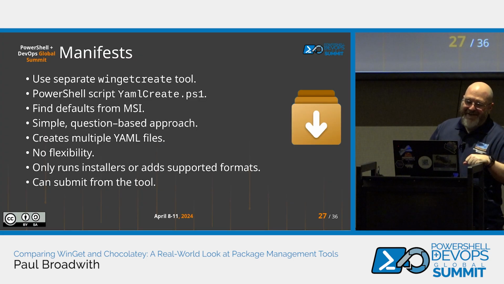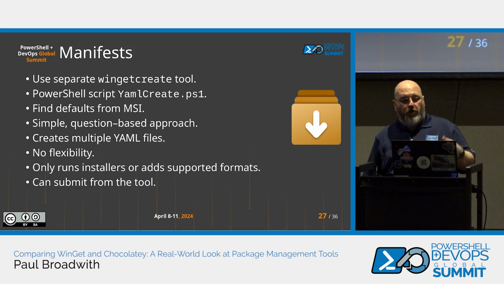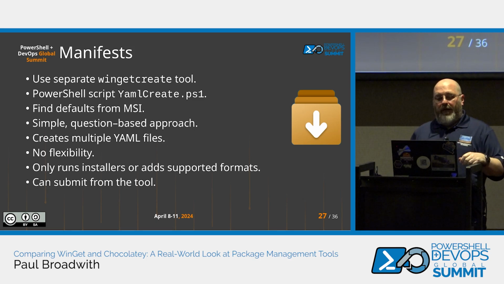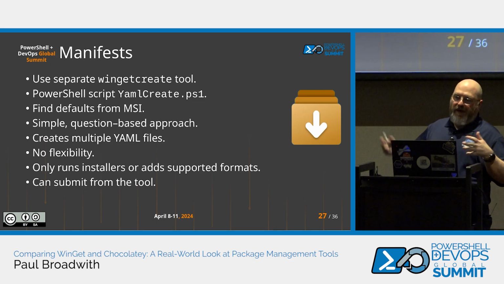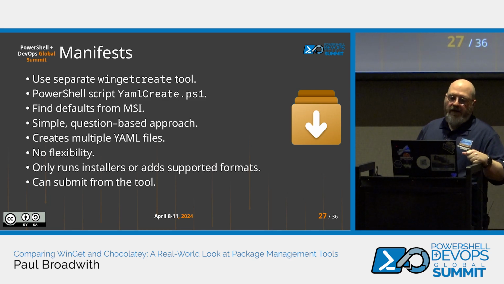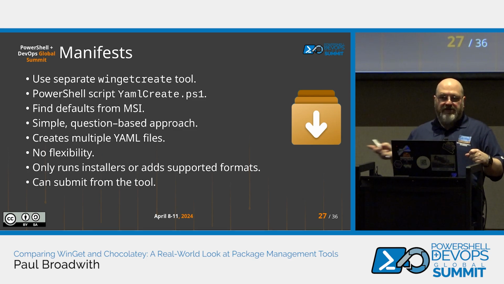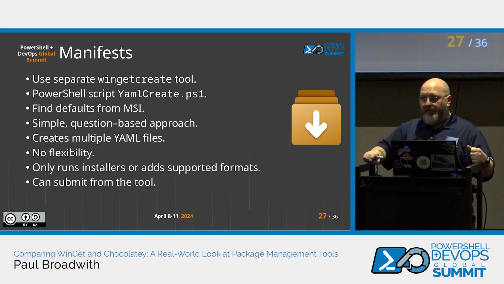Packages and manifests. In order to create a package for WinGet, you use a tool called WinGet Create, or you can use the PowerShell script YAML Create. And that will go and interrogate whatever installer you give it. I've put MSI in this case, but it could be an MSIX, and it supports other installer types as well. And once it has that information, it starts asking you some questions, and it pre-fills the answers. It's really simple, really easy. I was really, really impressed.